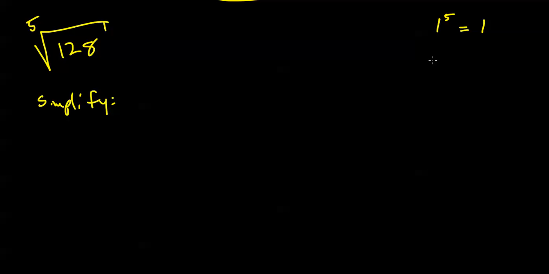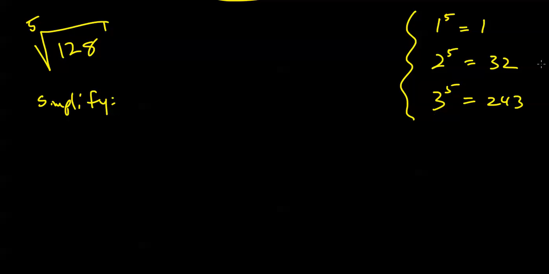1 to the fifth is 1. 1 to any power is 1. 2 to the fifth power is 32. 3 to the fifth power, what's that, 243? Way too big, so 128 is not going to be on this list. But I see 32, and I think I can envision 32 as being a factor of 128.